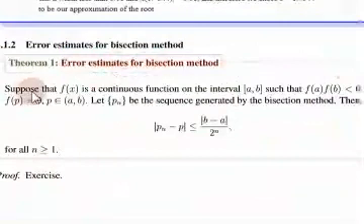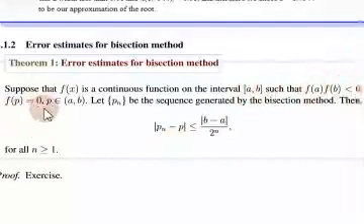Suppose that f is a continuous function on a closed interval [a, b] such that the product f(a) times f(b) is less than 0. Then there exists a root between a and b. Let's take that root as p, where f(p) equals 0, the exact root between a and b.